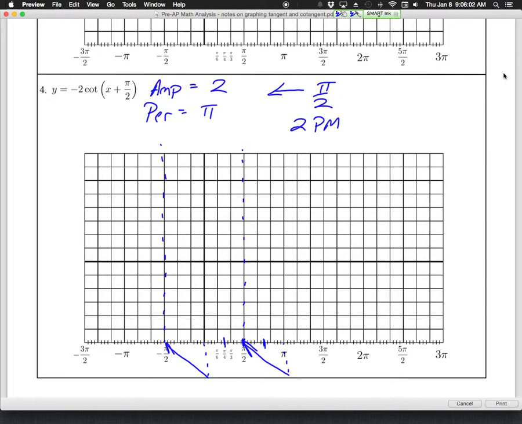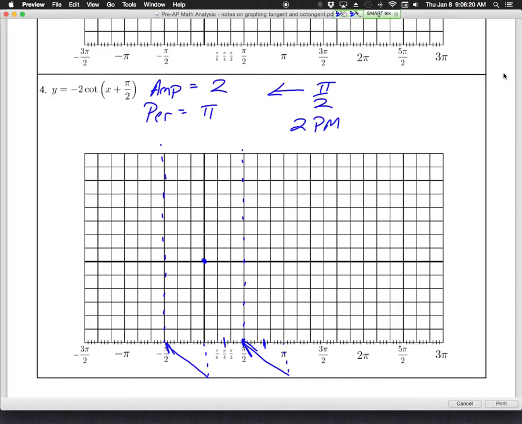What has to happen next? The middle has to be on the x-axis. Now, cotangent usually goes up on which side? The left. What's different about this problem? It's negative, so which side is it going to go up on? It's going to go up on the right. So the negative just flips which side it goes up on.